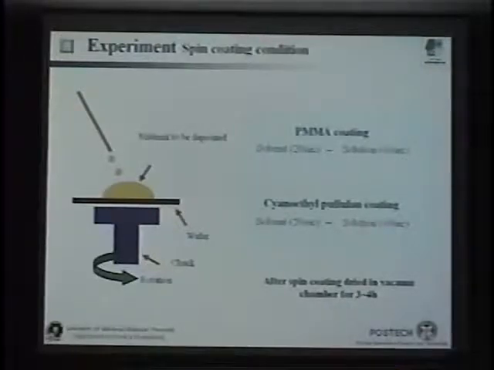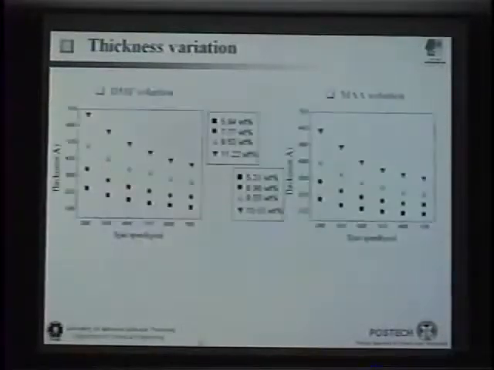This sample was dried in a vacuum chamber for about 3 or 4 hours. Right? And this is what gives you the thickness of the film as a function of spin speed. Next.